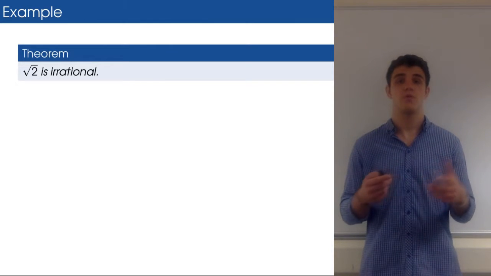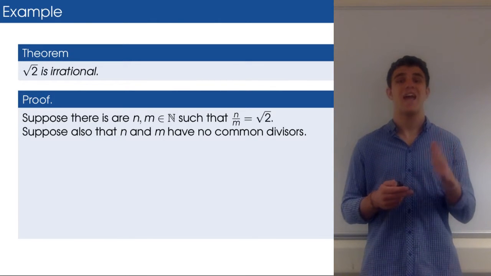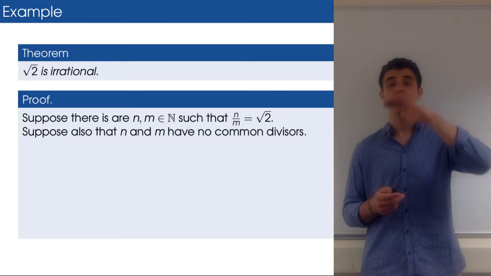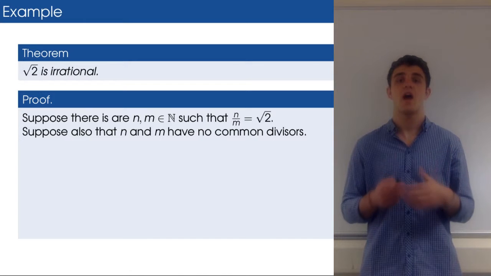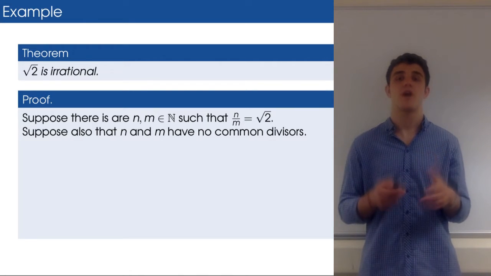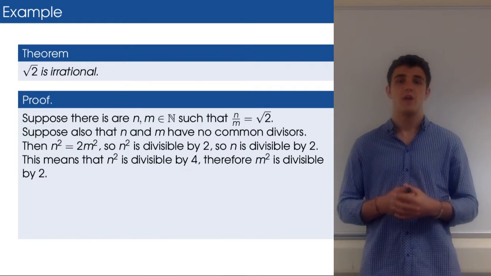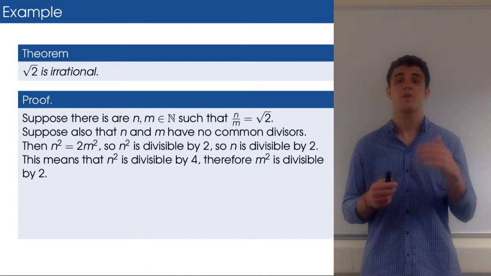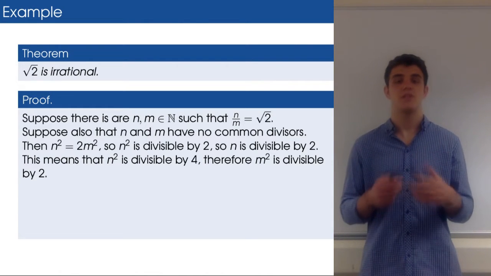So, the proof. We suppose for contradiction that there are some n and m belonging to the natural numbers such that the fraction n divided by m is equal to square root of 2, and we suppose that n and m have no common divisors, so the fraction is irreducible. We now take our fraction and get n is equal to m times square root of 2. This gives us n squared is equal to 2 times m squared.